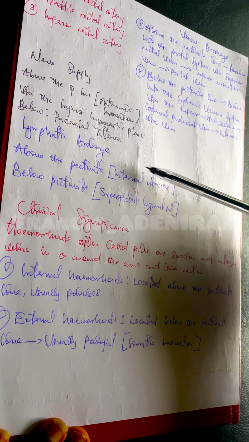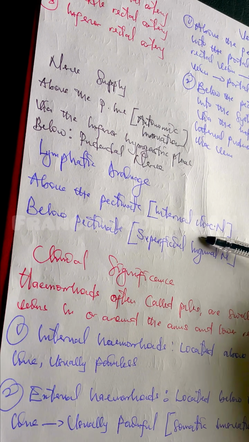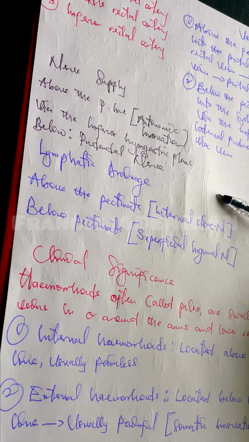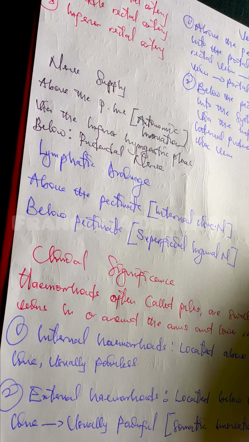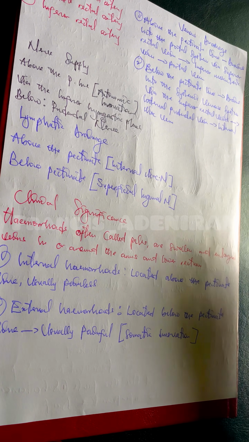Above the pectinate line is by the internal iliac node, and below the pectinate line is by the superficial inguinal node. So once again, above the pectinate line is by the internal iliac node, and below it is by the superficial inguinal node. So having said that, let's go to the clinical significance.